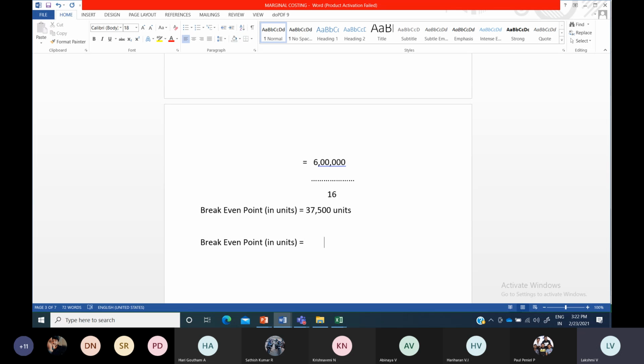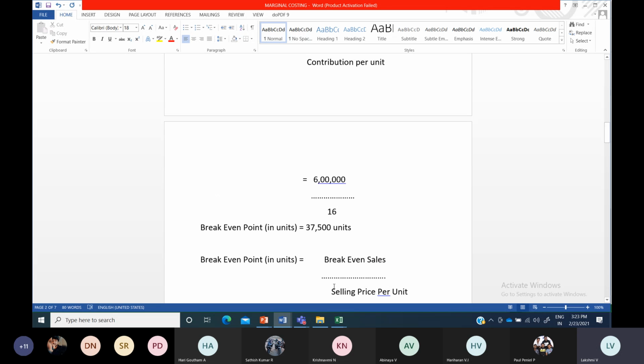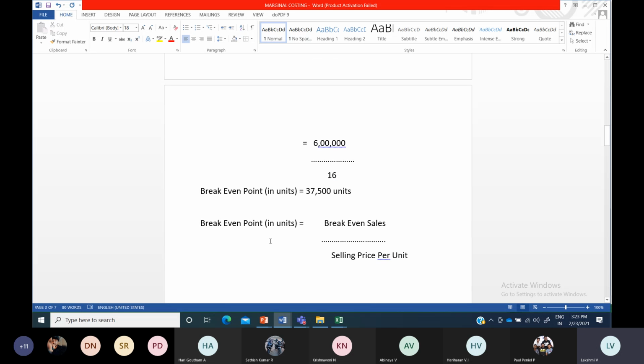Break even point in units you want to obtain means break even sales, in rupees, you would have already found out and kept. This break even sales, if you divide by selling price per unit, you will get break even point in units. Okay, so break even sales divided by selling price per unit, if you do, you will find out break even point in units.